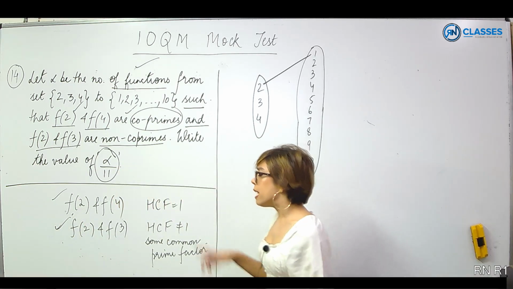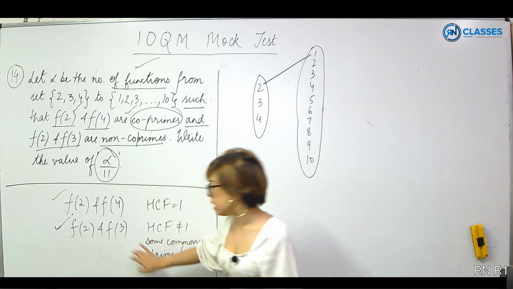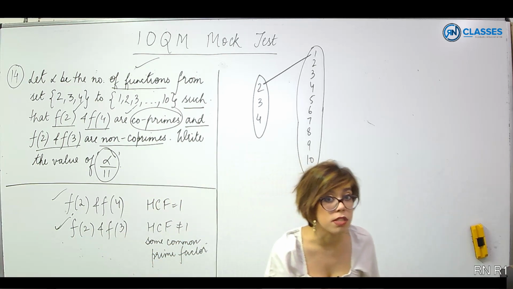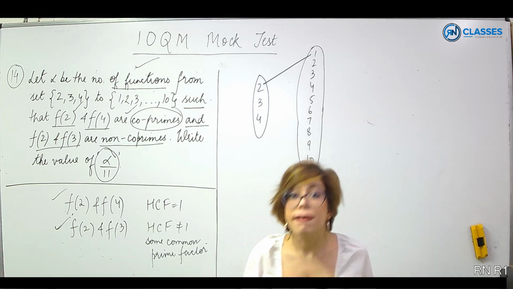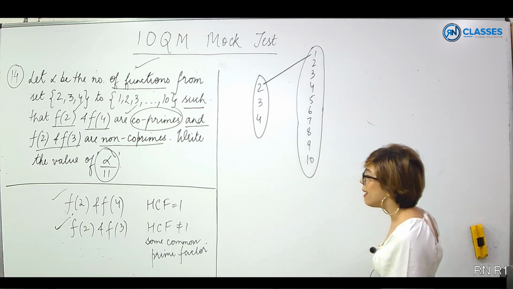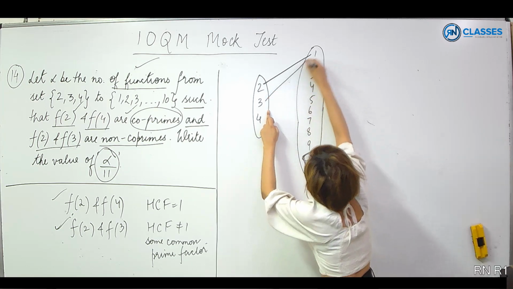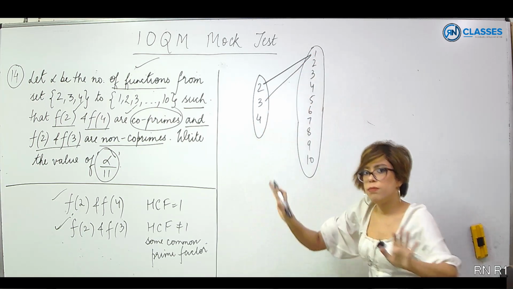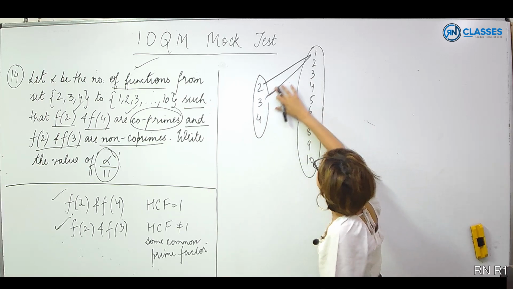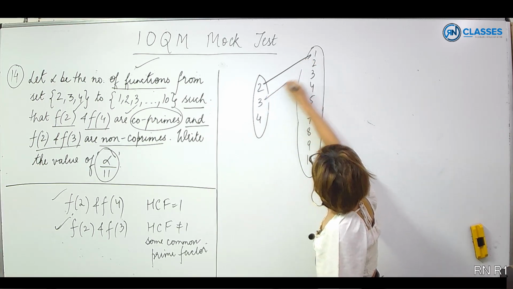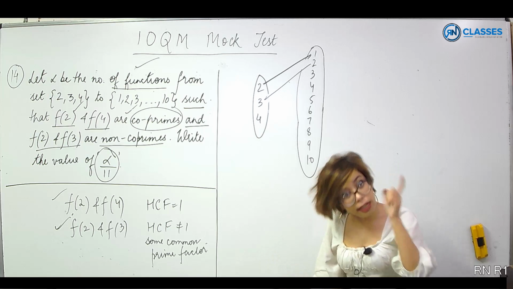Second condition is what? He says f of 2 and f of 3, they have to be non-co-primes. That means they should have a common prime factor. Mind it, f of 2 and f of 3. If I take f of 3 to be 1, right? 1, 1, HCF is 1, fine. I cannot take f of 3 to be 1. Do you think I can take f of 3 to be 2? HCF of 1, 2, that is 1 again.